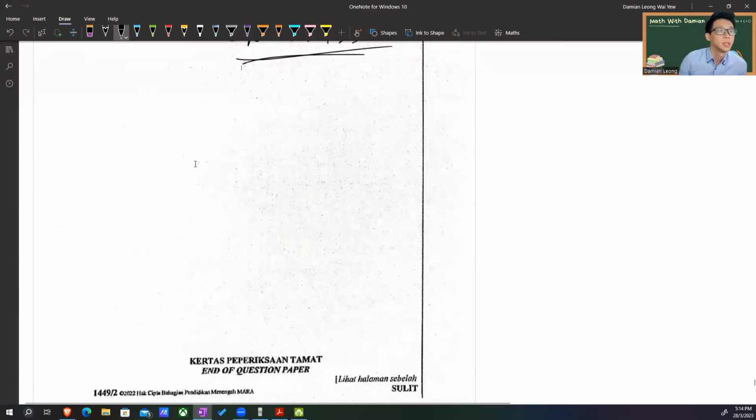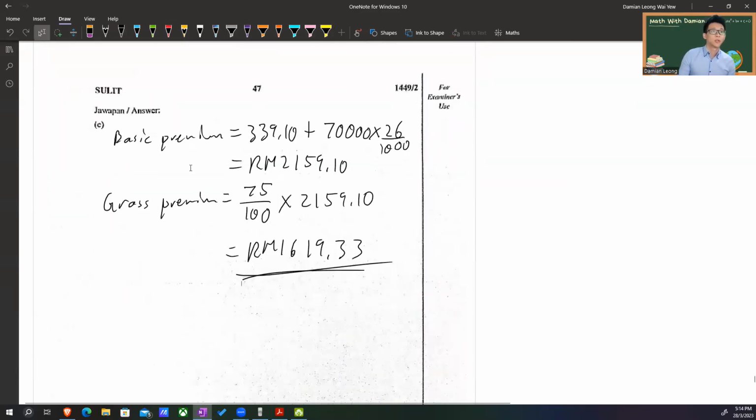Round up. That's it. So that is for the MRSM trial paper 2022 before paper 2.